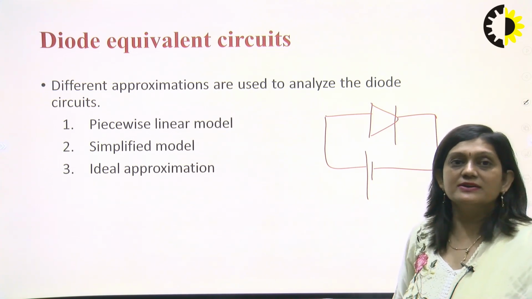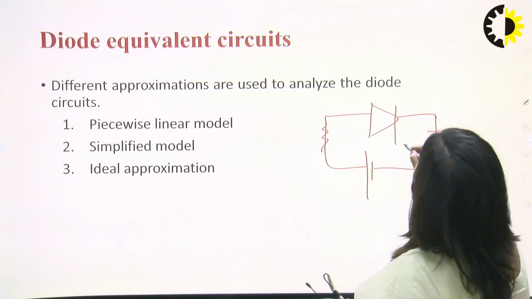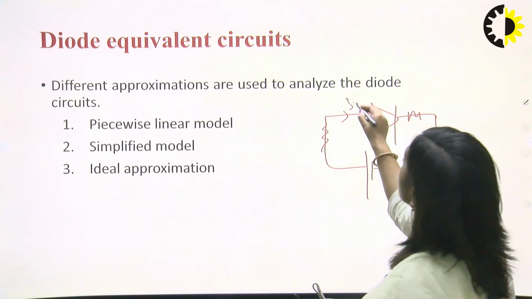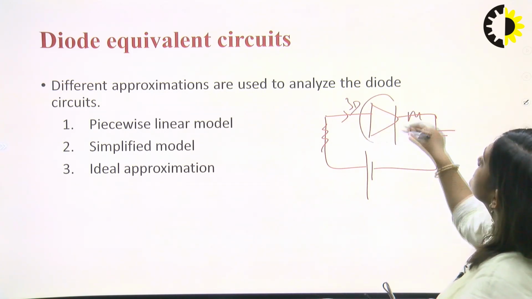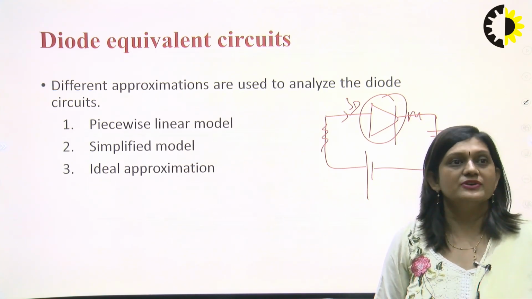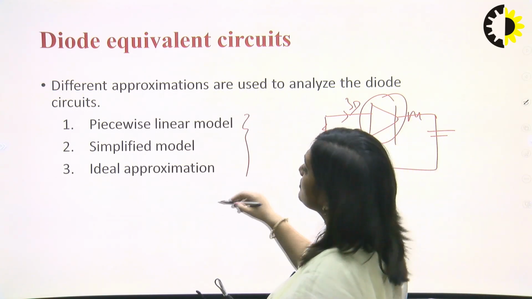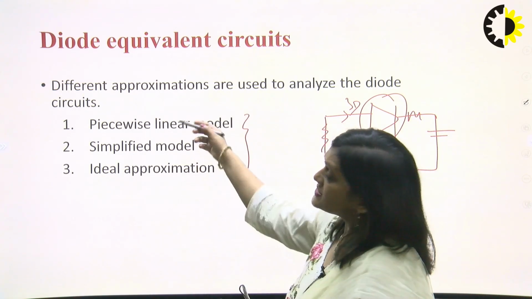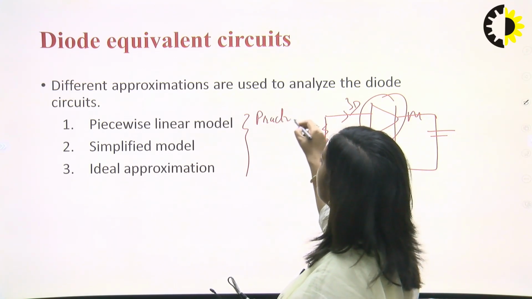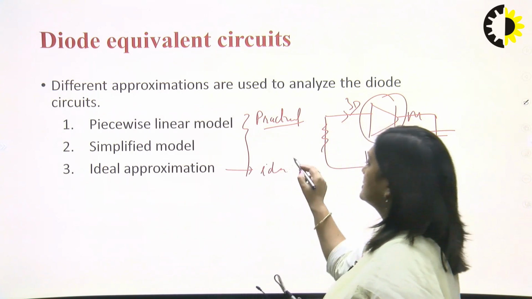If we connect this diode with different resistances and a supply voltage, and we want to know the amount of current flowing through this diode or the voltage drop across it, then we have to replace this diode with equivalent circuits. There are three possibilities for drawing the equivalent circuit. The first two are the practical diode circuits, and this one is for the ideal approximation.